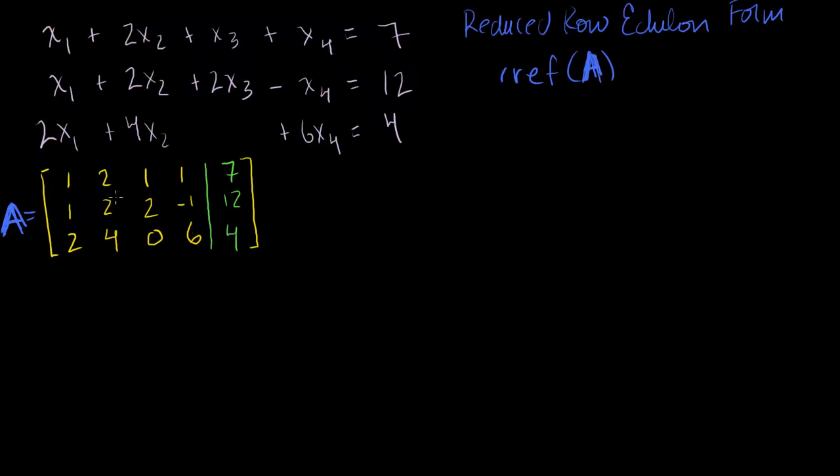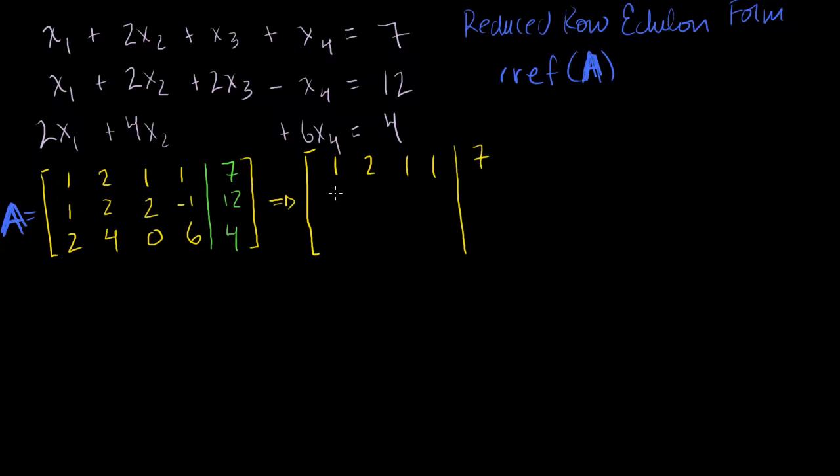So let me replace this guy with that guy, with the first entry minus the second entry. So let me do that. The first row isn't going to change. It's going to be 1, 2, 1, 1, and then I get a 7 right there. That's my first row. Now, the second row, I'm going to replace it with the first row minus the second row. So what do I get?